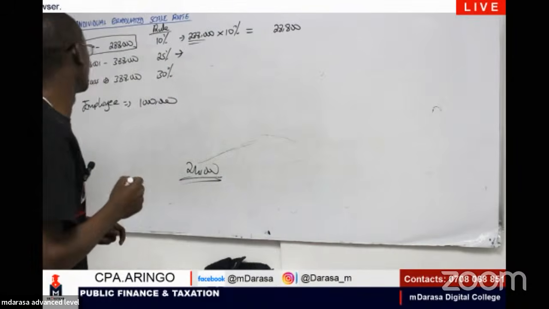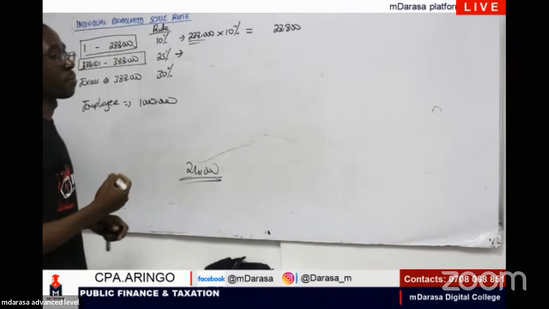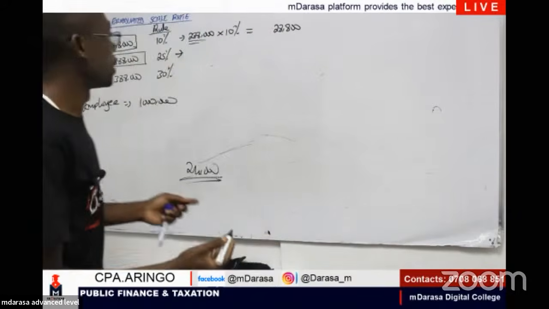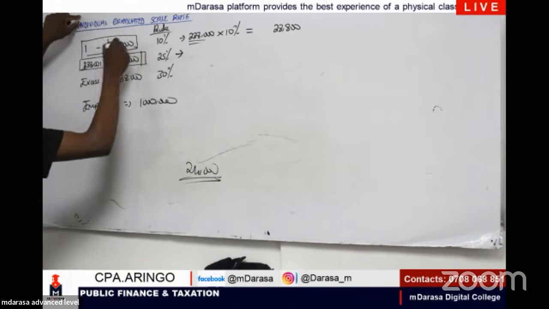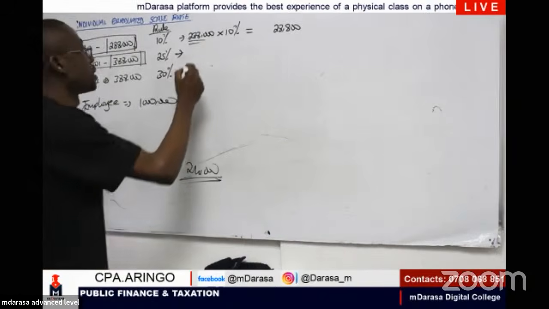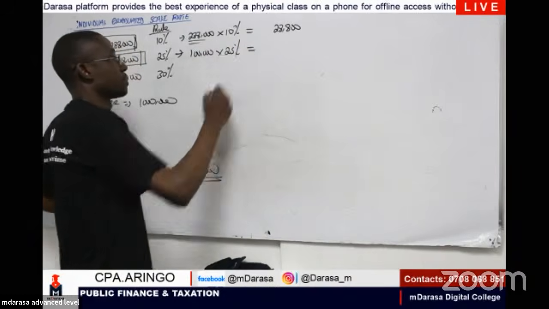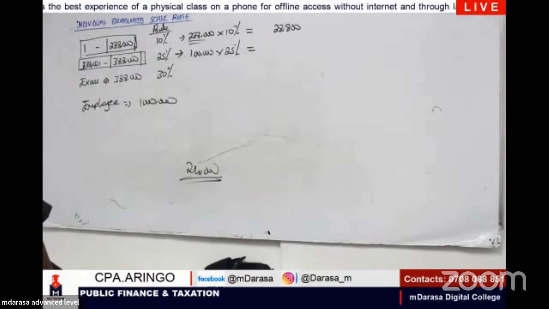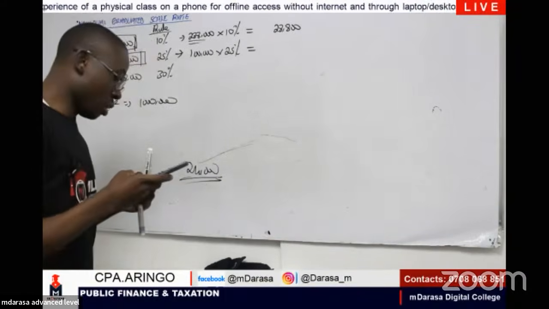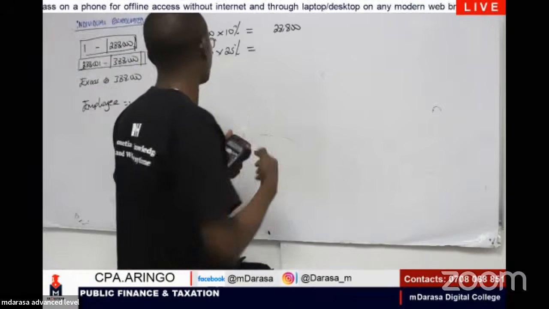The next bracket is between 288 to 388,000. You see this bracket? So how are we going to determine what I'm going to tax? This will be easy. You take 388,000 minus 288,000. That should give us 100,000 times 25%. You guys, you're having your calculator. That should give us 25,000. So I'm having 25,000 here.